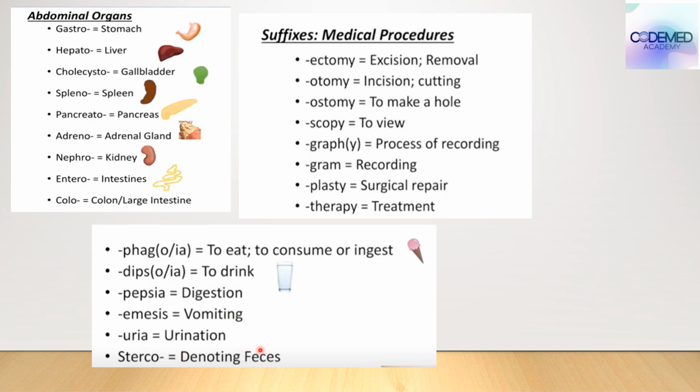Uria is urination, so we use the term polyuria, that is multiple times urine. Again it is a sign of diabetes. Then we have proteinuria, presence of protein in the urine. Then you have hematuria, that is the presence of blood in the urine. And sterco is nothing but denoting the feces, so we can use the word stercoria. So we will see some more terminology.